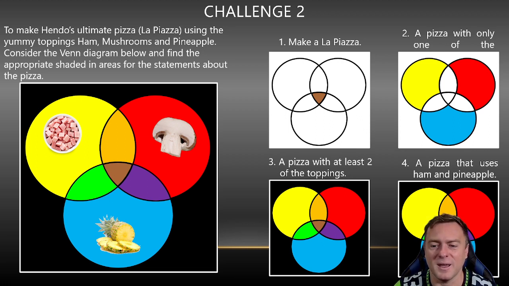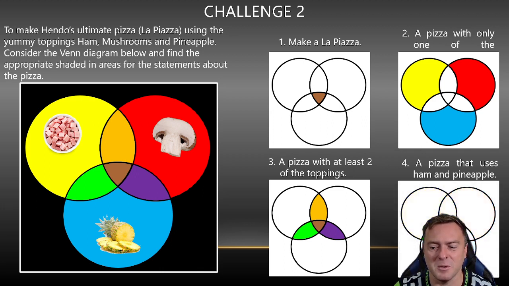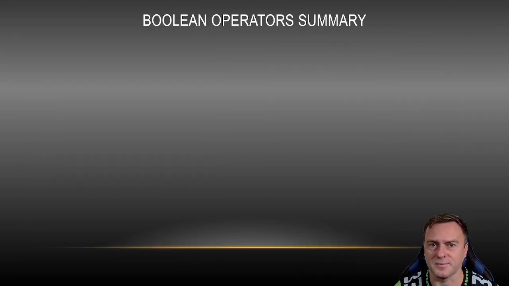If you made a pizza with at least 2 toppings, it would make the little cool symbol in the middle there. So that's where there's 2 toppings or 3 toppings. So that includes La Piazza. So if you made a pizza with just mushroom and ham, or mushroom and pineapple, or ham and pineapple, that matches that. And then if you want to make a pizza that only uses ham and pineapple, it would be this little section at the end here. So it includes La Piazza, but also just ham and pineapple.